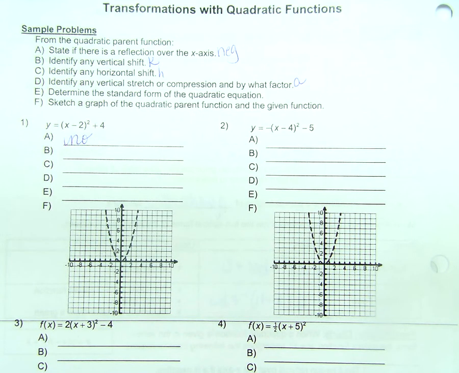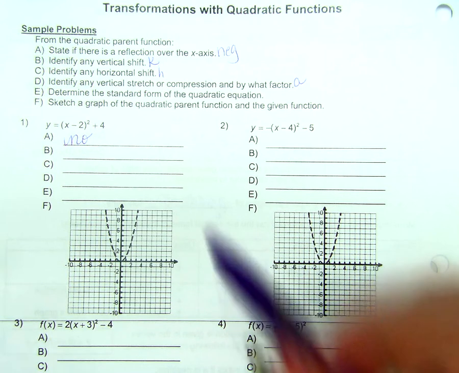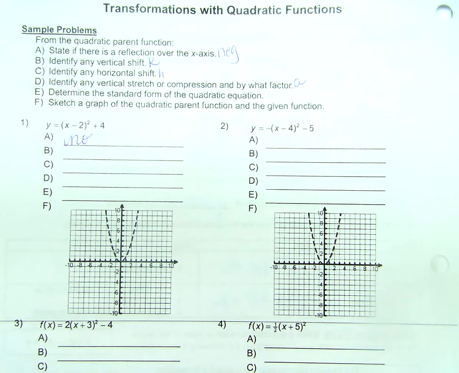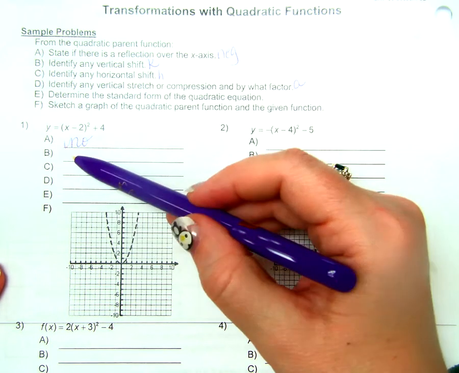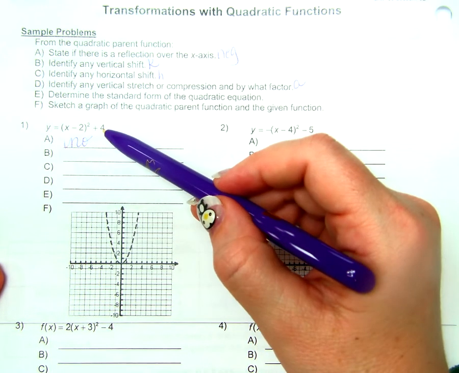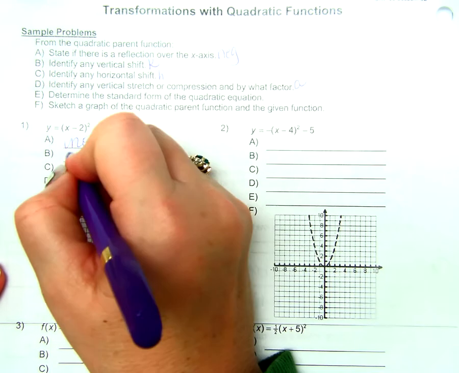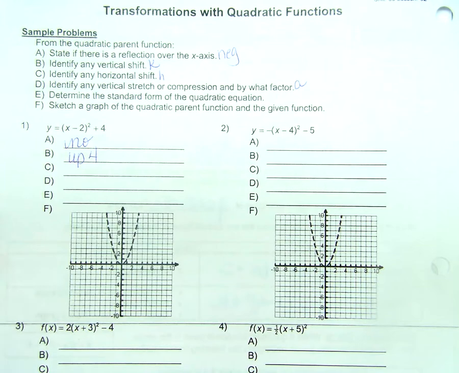Is there a vertical shift? What causes a vertical shift? The number on the outside, right? The k. Is there a vertical shift? Where? So we don't write plus 4 though. What do we write? What direction is it going? Up. So we write up 4.